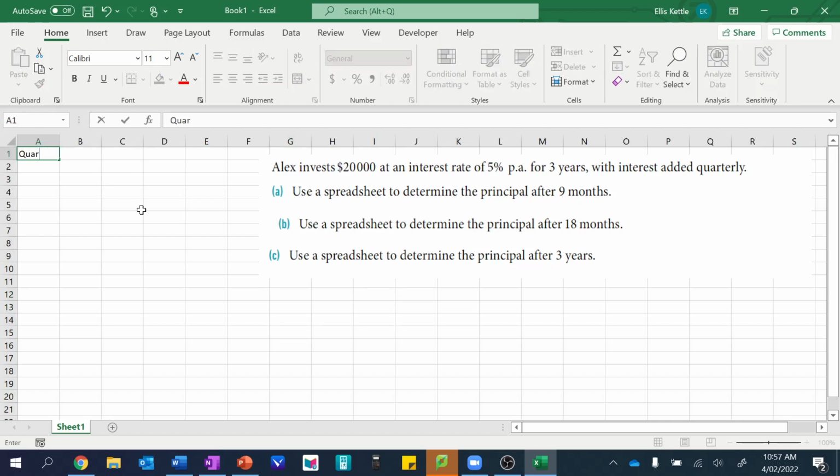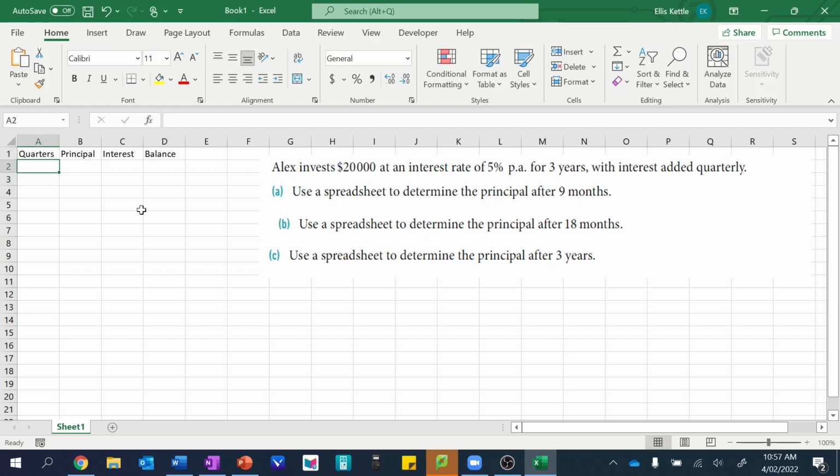So let's set up our table. So we're going to have quarters over here, principal, interest, and balance, which is A, but we usually call it balance for some reason. I prefer balance. If you want to call it amount or amount in the account, that's up to you, but I prefer balance for my labeling.